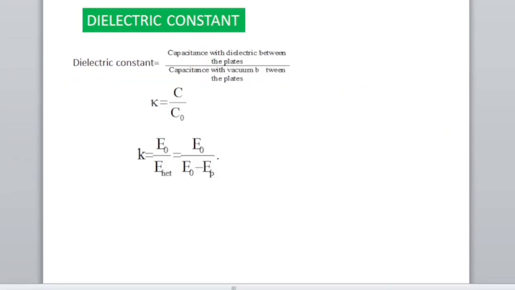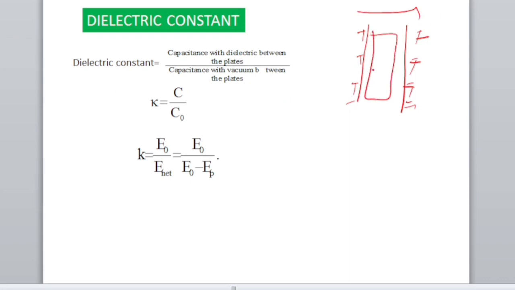Now, after this, dielectric constant. Now, when you place the dielectric in a uniform electric field, it reduces the field. Suppose this plate is positive and this is negative, so the field is from positive to negative, and you place a dielectric between these plates. What happens?